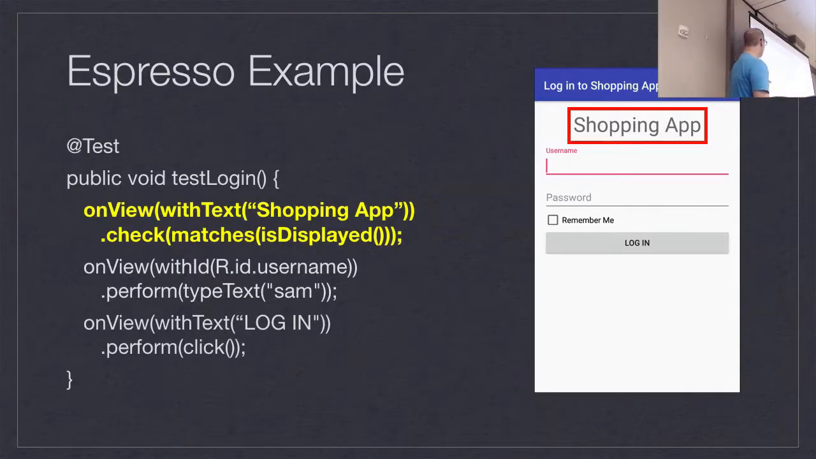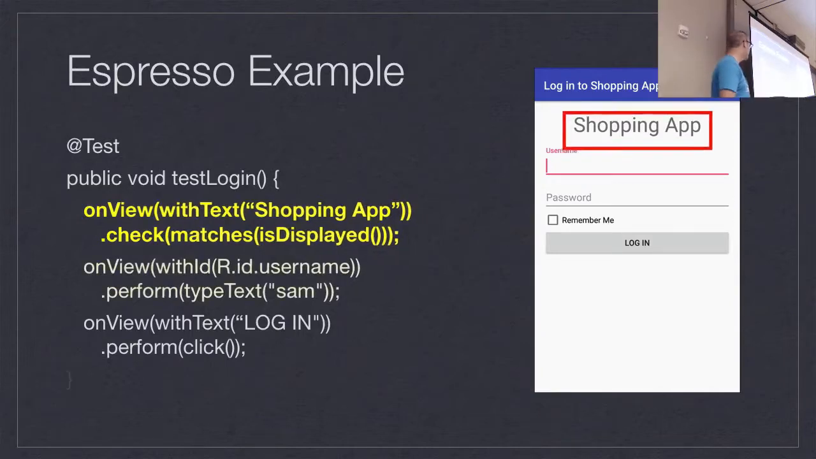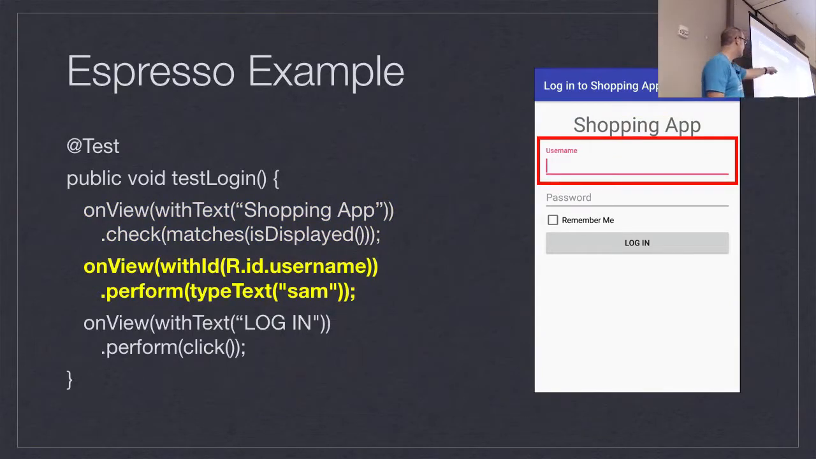So in this case, we're looking for a view with the text shopping app. I've kind of highlighted it on the screen there with my excellent red pen. But what we're doing is we're trying to find that one element on the screen, and we want to make sure it's displayed. So super simple, but I want to make sure on this page that the shopping app title is shown. The next thing I want to do is interact with the username field.